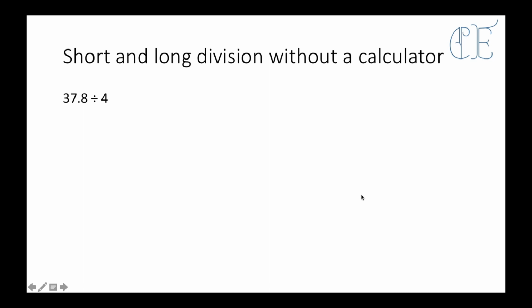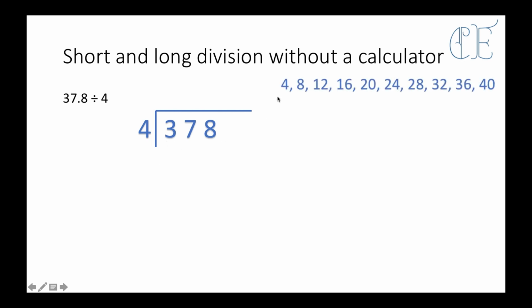Okay, so let's have a look at this one. We've got 37.8 divided by 4. For this one, I've taken out the decimal point again, just to make it easier. I think it's easier for me anyway, especially with this question because it is a bit harder. We can't put 4 into 3, so we have to put 4 into 37.